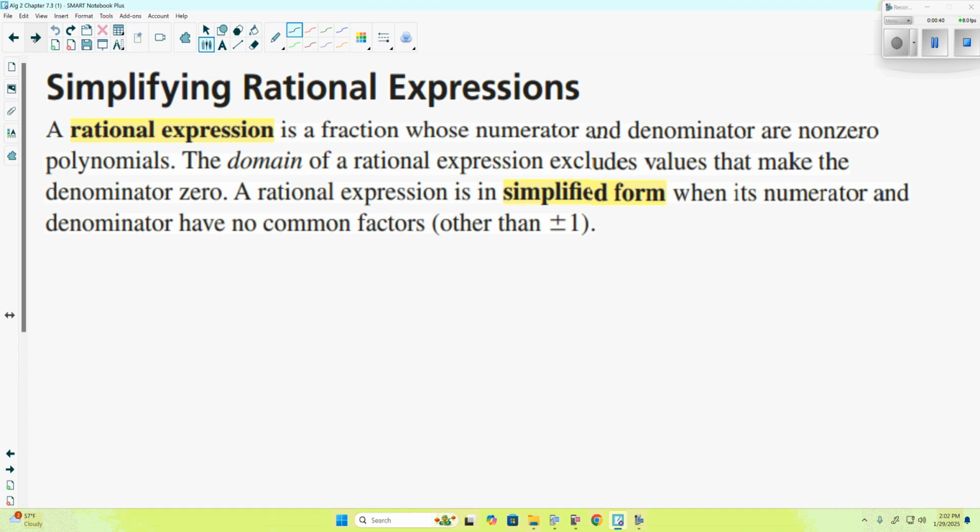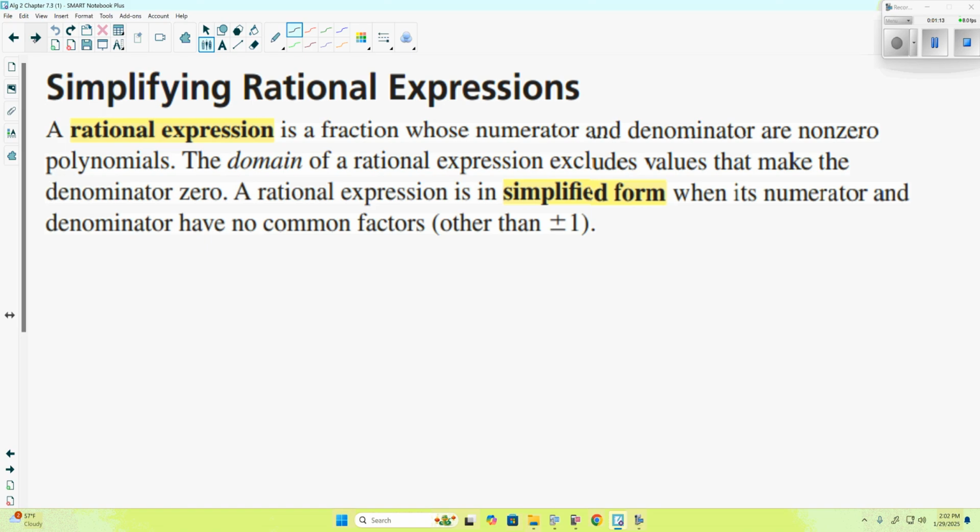Now, a rational expression is a fraction whose numerator and denominator are non-zero polynomials. We have an x on top or bottom. Now, the domain, the x values, the values that we can plug into the expression, do have some restrictions to them. The denominator, the bottom of it, cannot be 0. We cannot divide by 0. So any value of x that would make the denominator 0 is a restriction. It has to be removed. We cannot have those values.